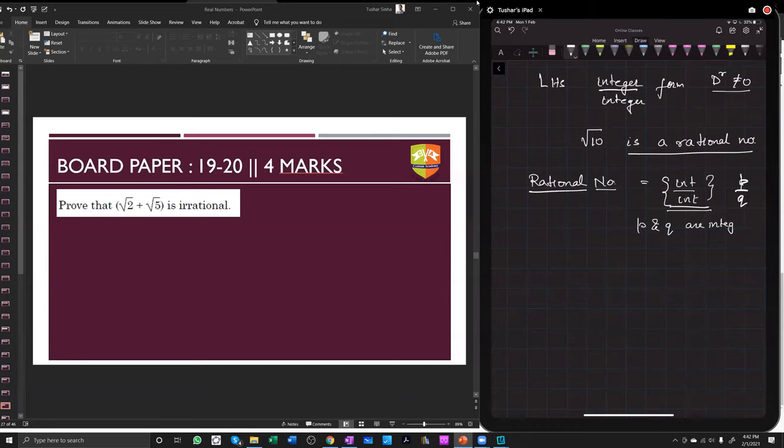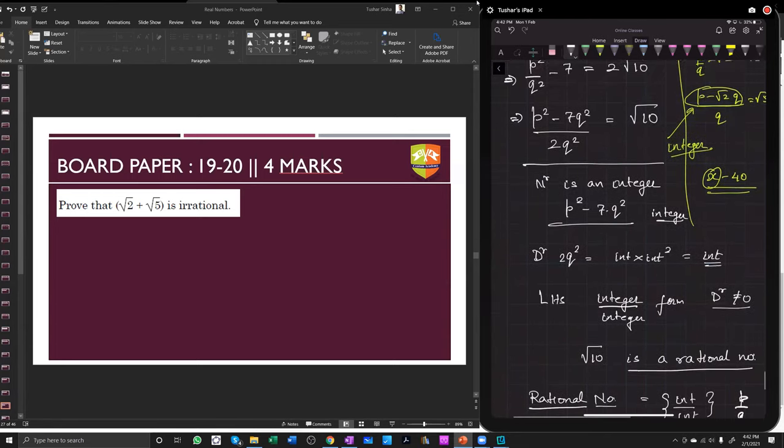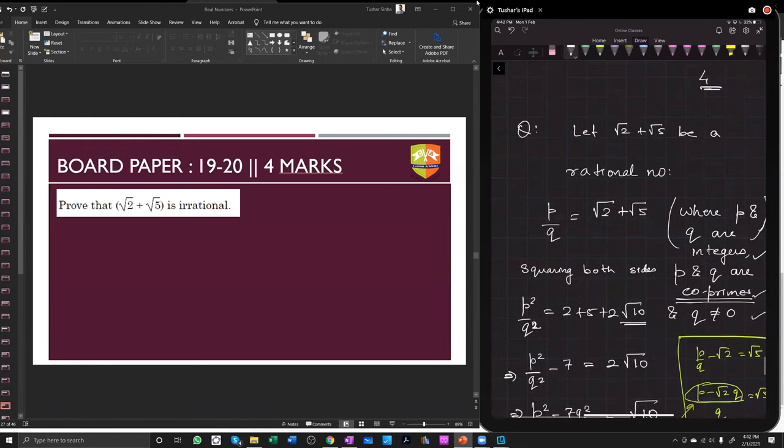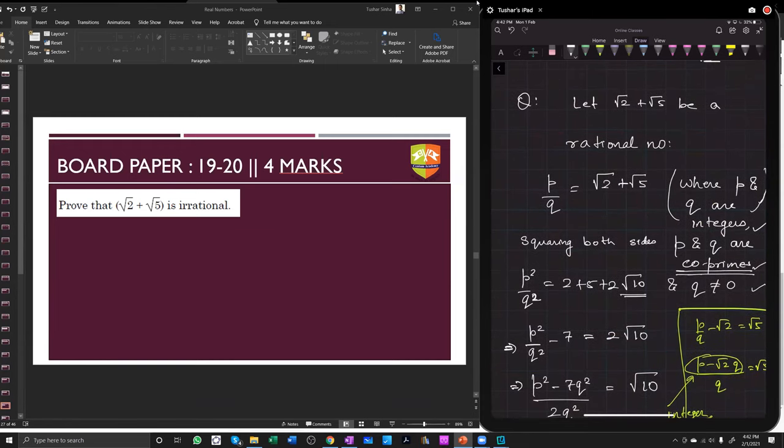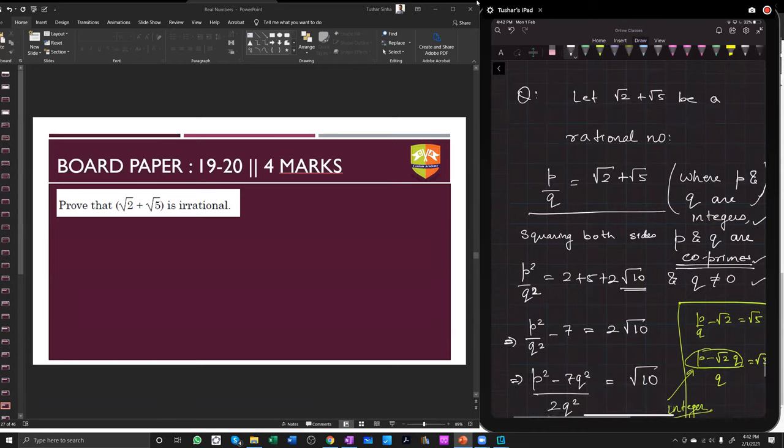This is the definition of rational numbers, right? P and Q have to be integers, Q cannot be zero, and the GCD, the greatest common divisor or HCF of P and Q, is 1. Or they must be co-primes. That is the definition of a rational number. So if you're saying something is a rational number, you can define it like that. That's what I started with. I assumed it's a rational number, so by definition it should be like this, and built my proof.